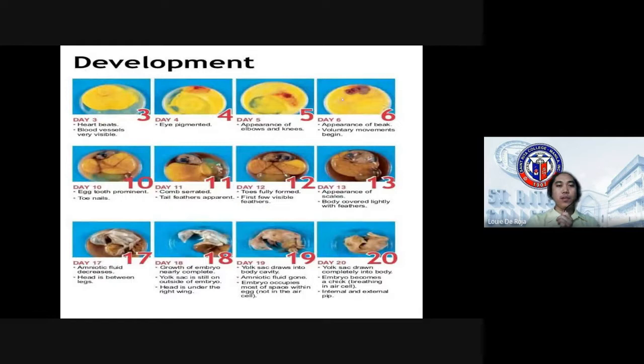For example, ito yung development ng egg, chicken's egg. So it takes 20 days para ma-fully develop yung zygote, di ba? Yung sa loob ng egg, yung fertilized egg.